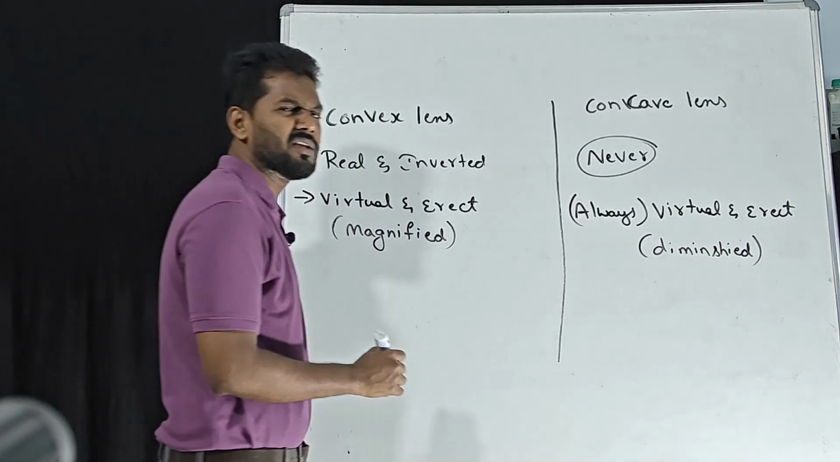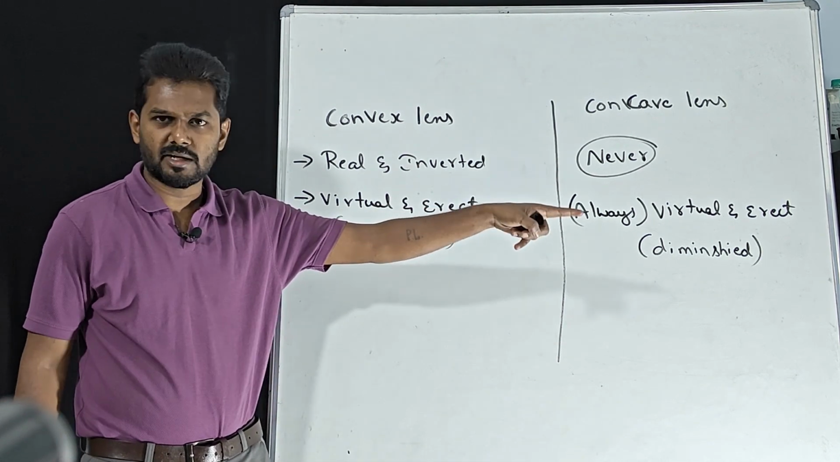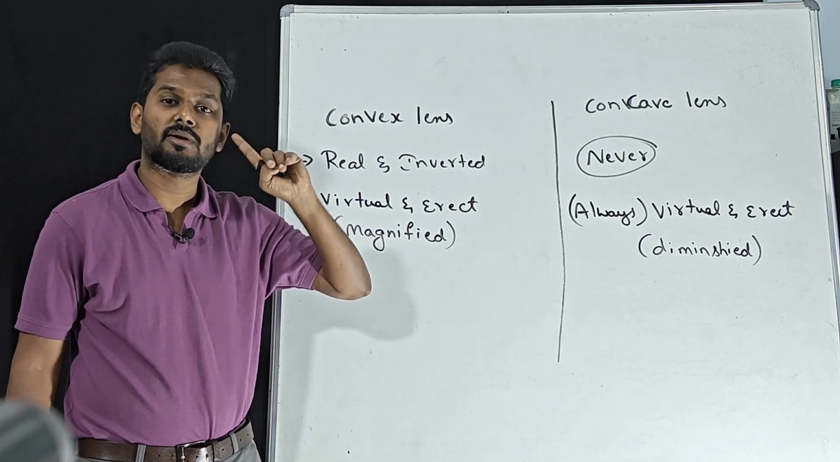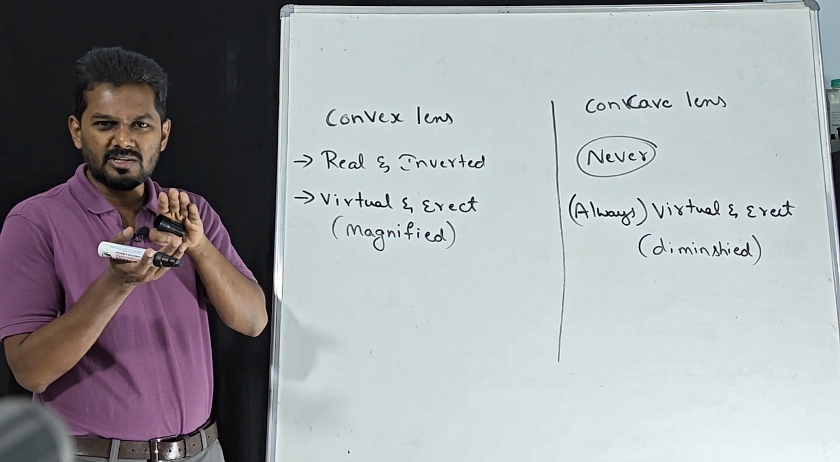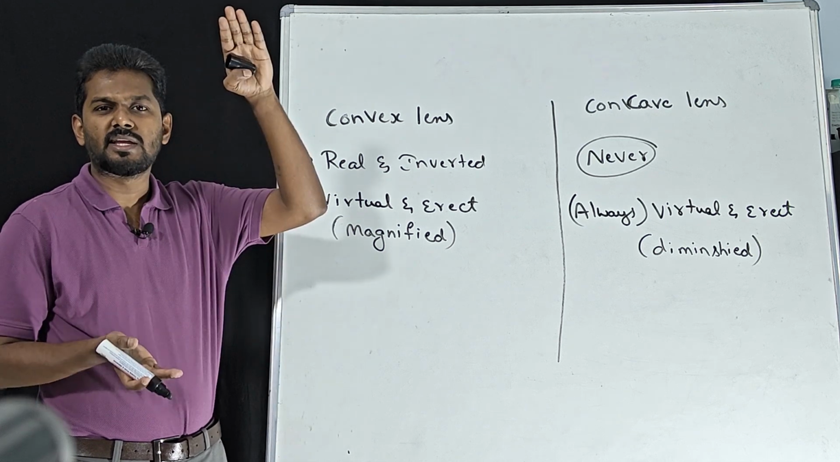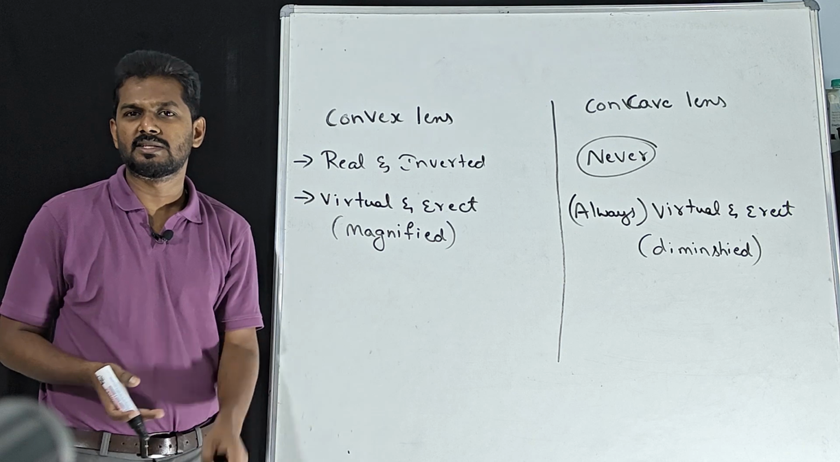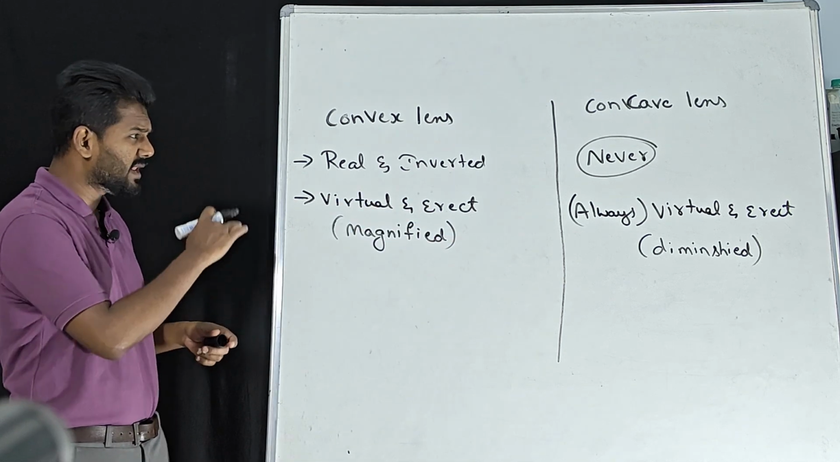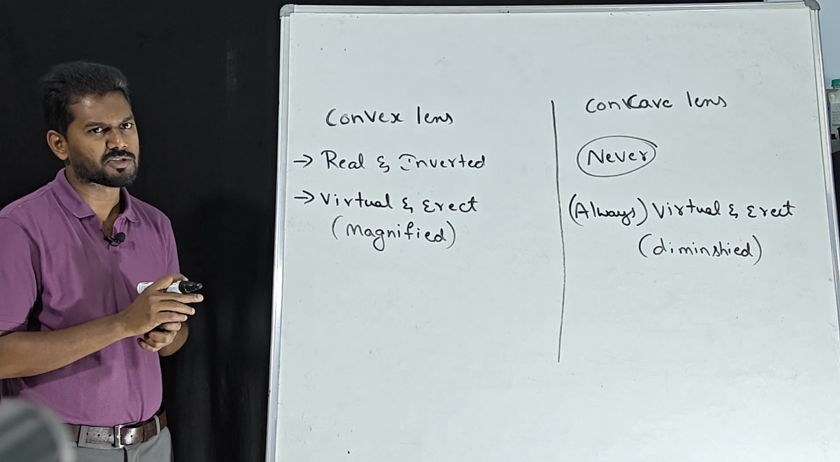In all cases of a concave lens we are going to get only virtual images, but always diminished. Diminished means the size of the image is always smaller than the size of the object. The size of the object will be larger compared to the size of the image in a concave lens. If you know all these things, this is enough to solve all the questions.